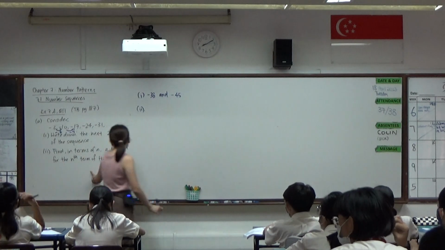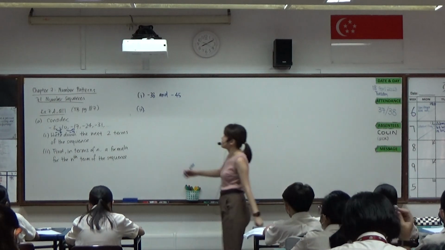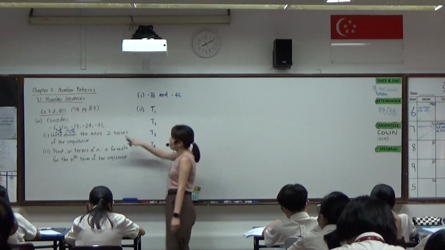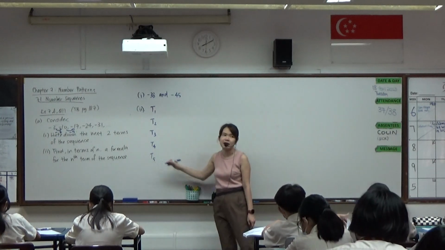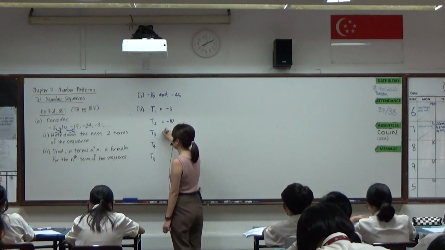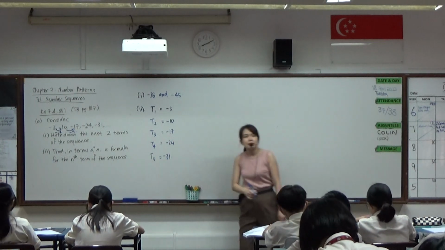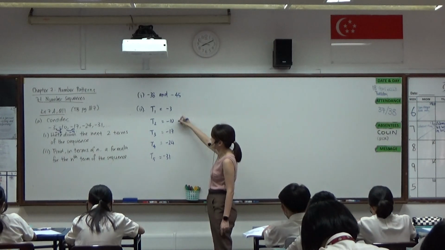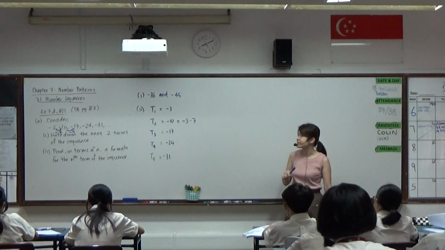Part 2. The question wants us to find, in terms of n, a formula for the nth term of the sequence. What we did yesterday was that I will list out what are the terms that we have. Since there are 5 terms, I will list out T1 to T5 to represent first term to fifth term. And the terms are negative 3, negative 10, negative 17, negative 24, and negative 31. The pattern that we observe is that from negative 3, I will minus 7 to get negative 10. So negative 10 is equals to negative 3 minus 7.